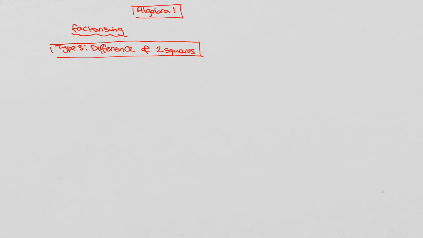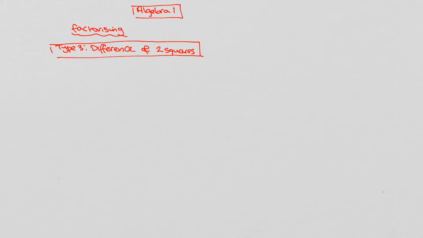Algebra 1, Factorising. In the last class we looked at type 1 in factorising, which was the highest common factor, and also type 2, where we had to group a couple of terms and take out the highest common factor, and then take out the highest common factor a second time before we could factorise fully. Today we're going to be looking at difference of two squares, difference of two cubes and sum of two cubes, and then factorising quadratics.